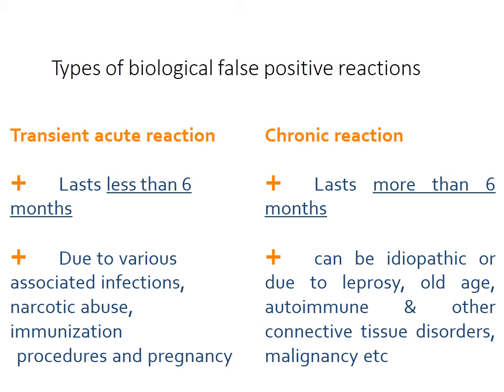The transient acute reaction lasts less than 6 months due to various associated infections, narcotic abuse, immunization procedures and pregnancy. Chronic reaction lasts more than 6 months, and can be idiopathic or due to leprosy, old age, autoimmune and other connective tissue disorders or malignancy.